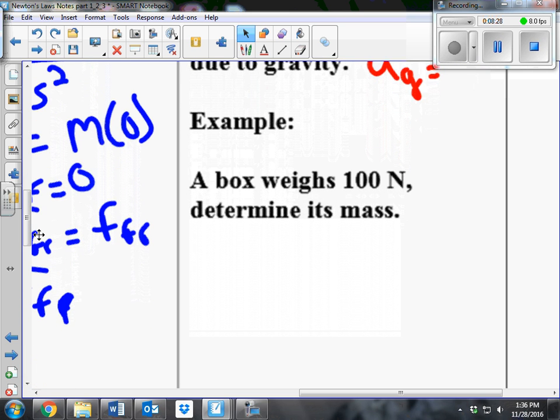So as promised, here's an example in the notes where if you do this, I want you to calculate the object's mass. It's obviously on Earth. So using Newton's second law, please figure out the object's mass.